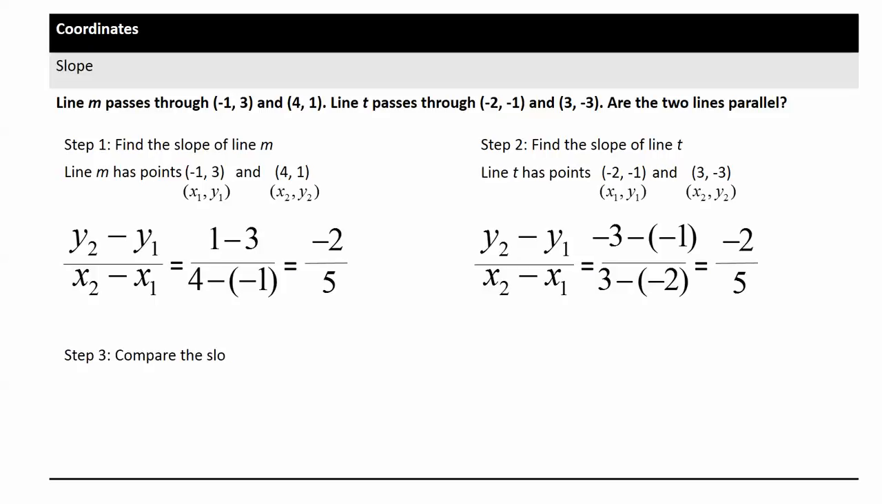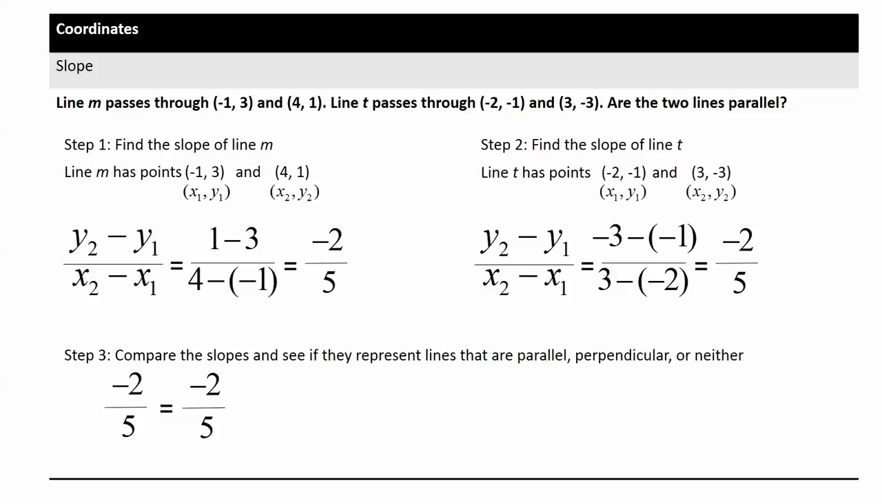So our final step, compare the slopes and see if they represent lines that are parallel, perpendicular, or neither. So because -2/5 is equal to -2/5, the lines are parallel.